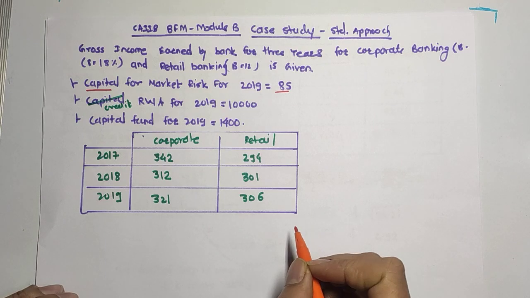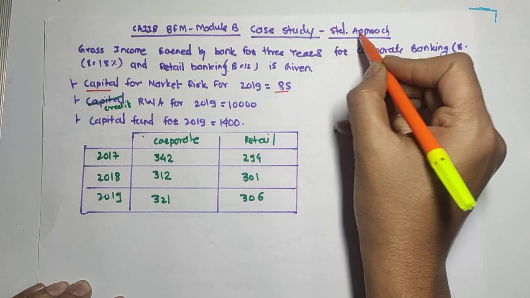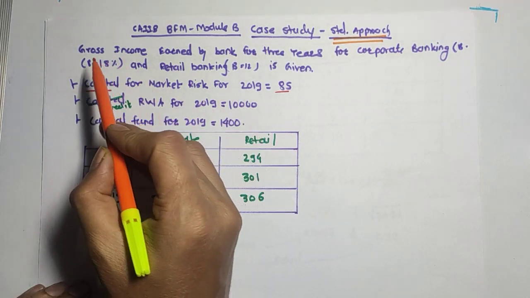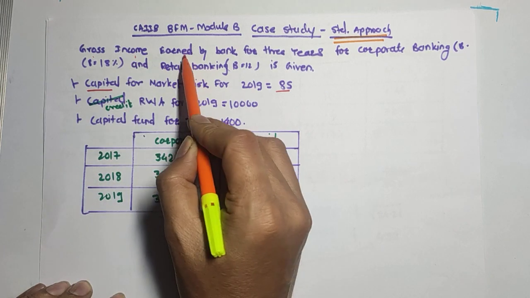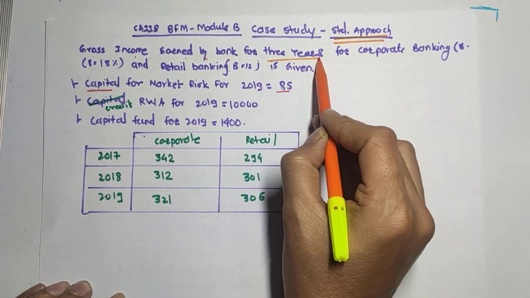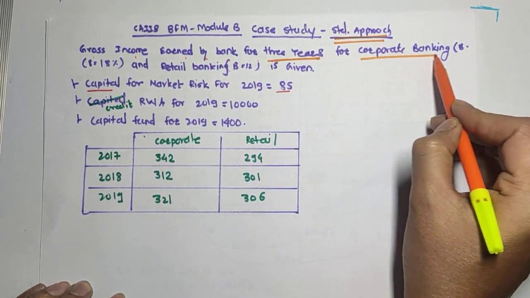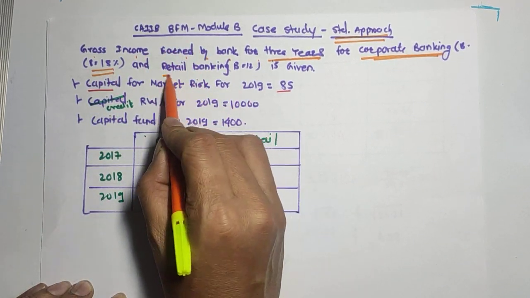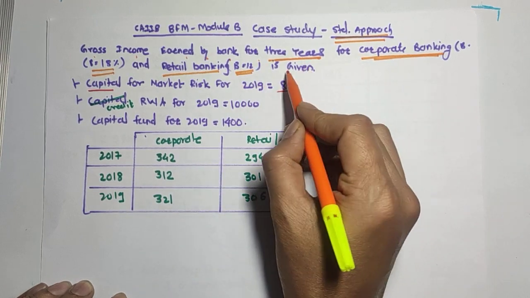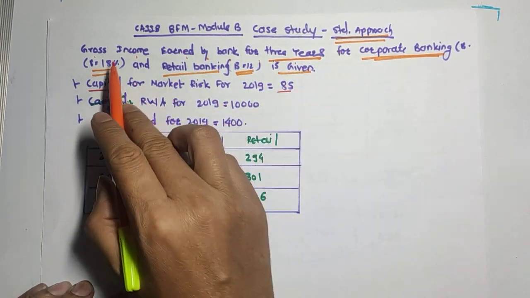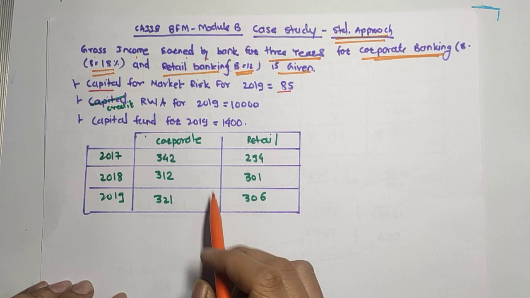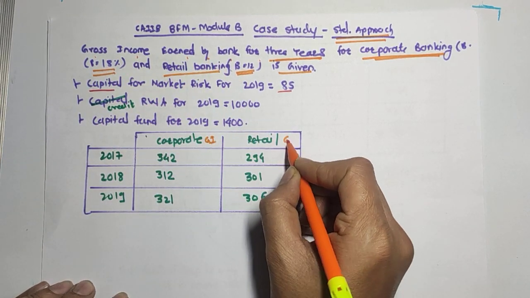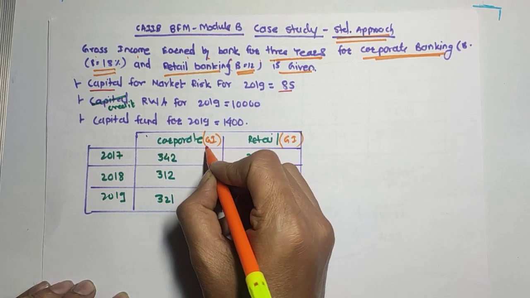So friends, we will study one important case study based on the standardized approach. See what is given. Very important is the gross income earned by the bank for 3 years. For 3 years for corporate banking, the beta factor is given as 18%, and for retail banking the beta factor is 12%. That means the gross income is given. That is the GI, gross income, given for each, right?